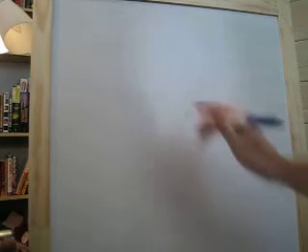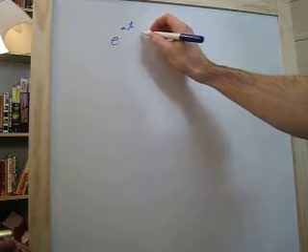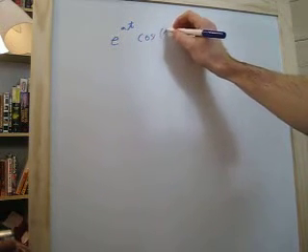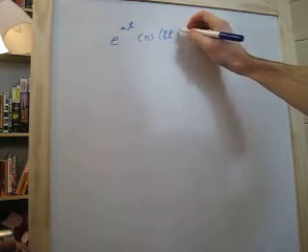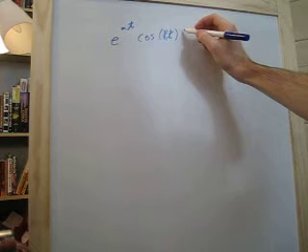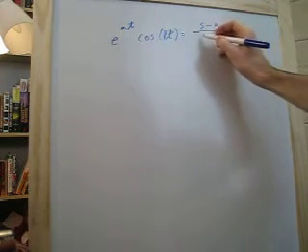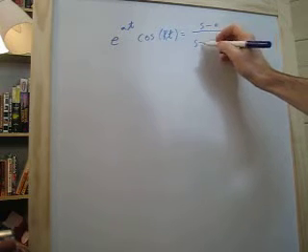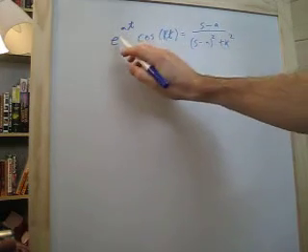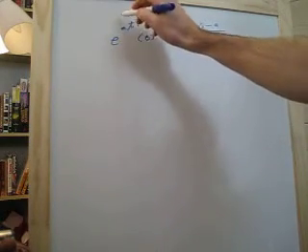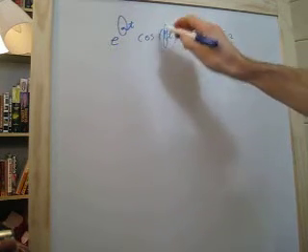Another example would be e to the at cosine kt. Alright, and we're given that this is equal to s minus a over s minus a squared plus k squared. Now this time we have two different variables. This a over here is one variable that can change, and this k right here is another variable that can change.